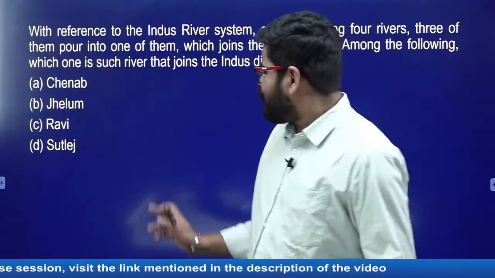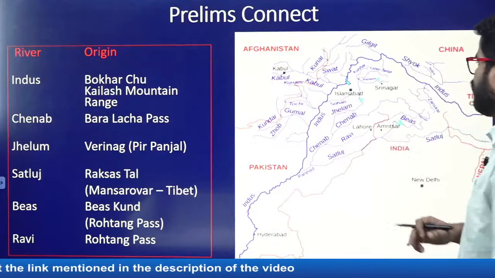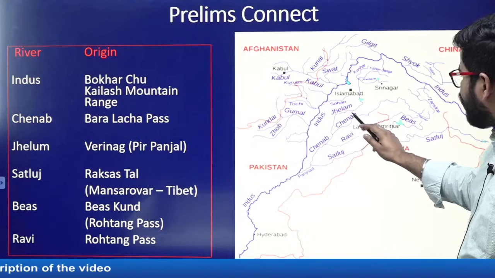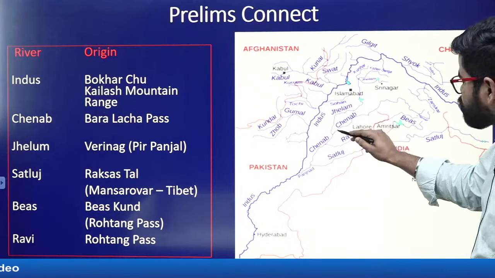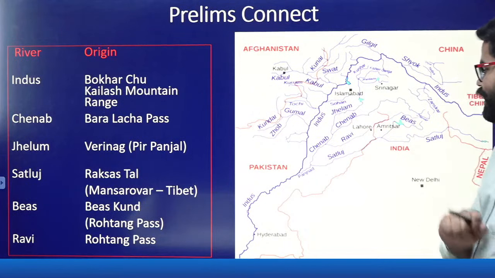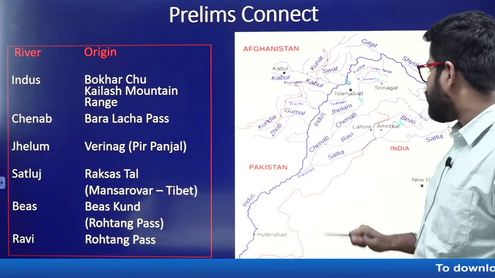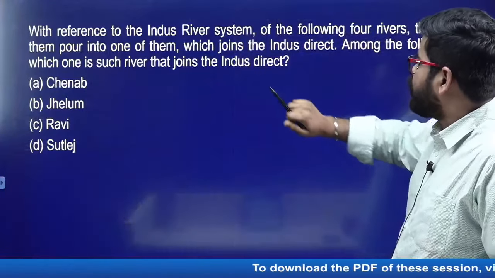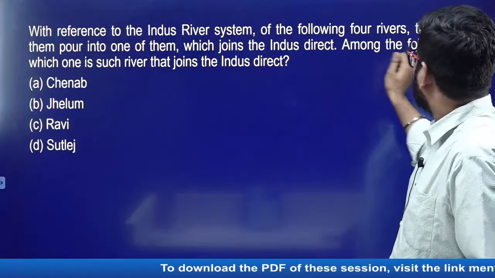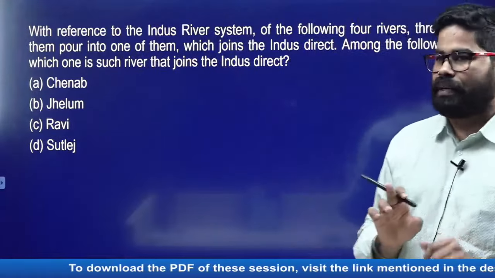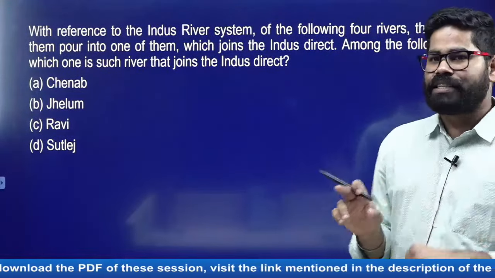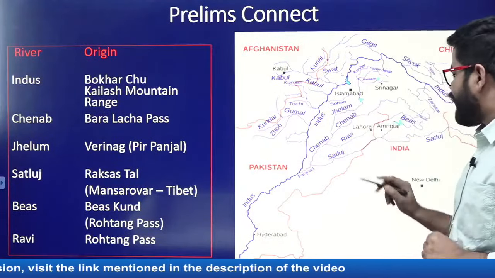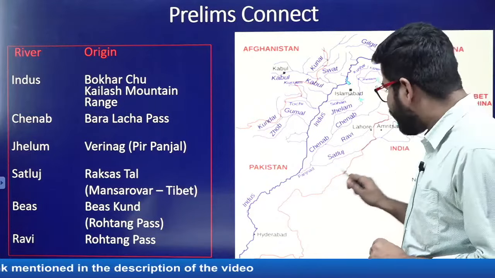Like if you see the map of this river, you can see here we are having Satluj, Ravi, Chenab and Jhelum. Jhelum is joining the Chenab, Ravi is also joining the Chenab. And then Satluj and Chenab are joining each other. See the question again. It is saying that 3 of them pour into one of them, and which joins the Indus direct.